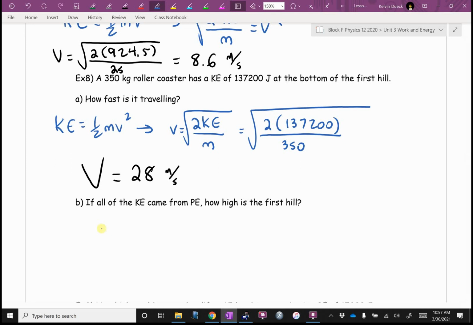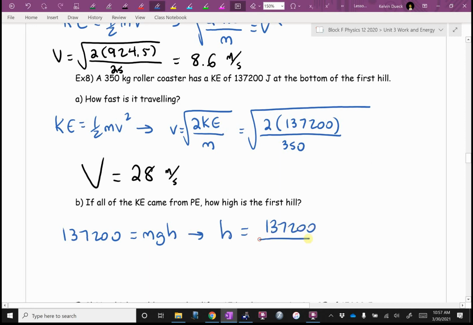PE equals mgh. So if PE equals mgh, but I know that the PE is 137,200 because they told me that's where all the kinetic energy came from. How would I get the h by itself? What's the m doing to the h? So, what's the g doing to the h? So are you telling me I divide by mg? You would be correct. h is going to be 137,200 divided by mg. And now we're getting the very basics of roller coaster design.